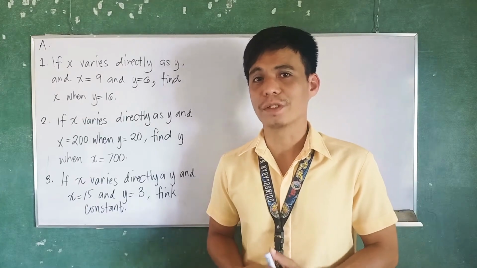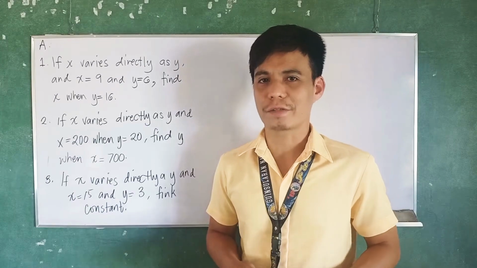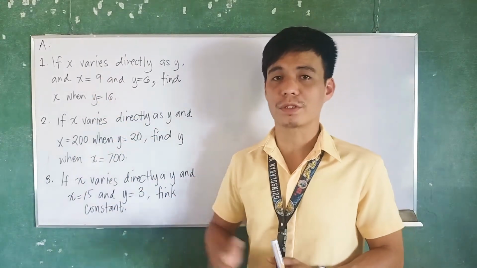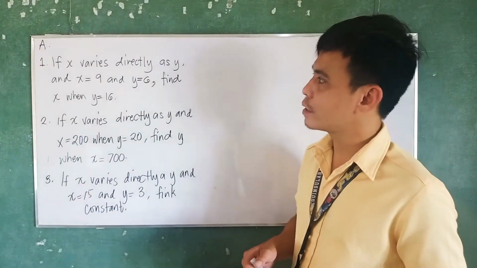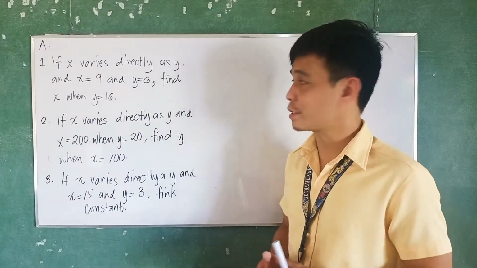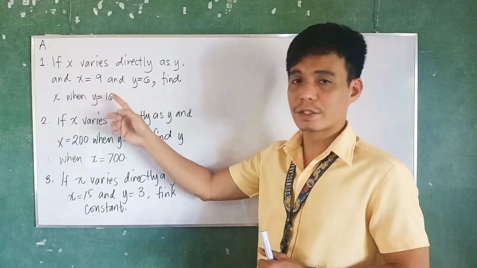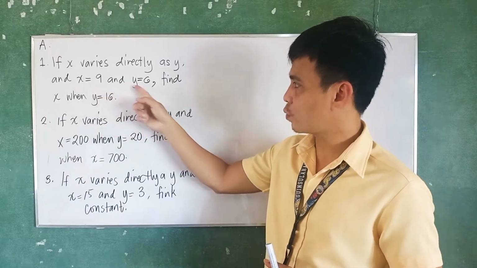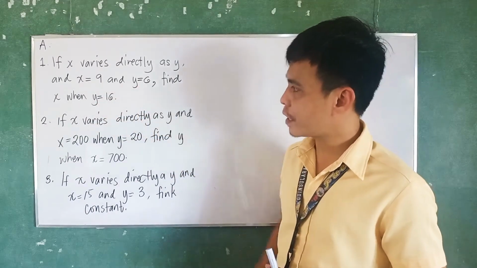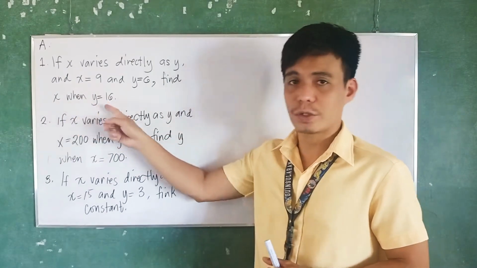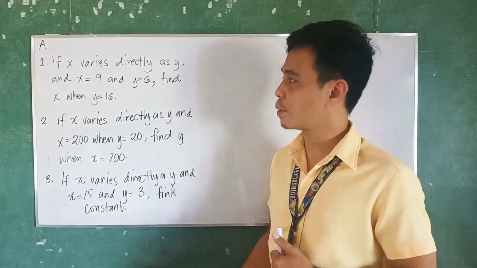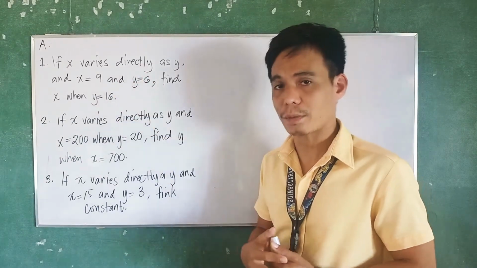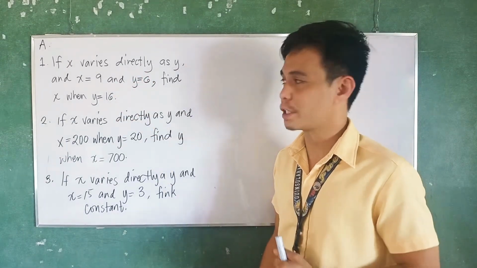Now, let's solve some problems with regards to direct variation. So, meron tayong tatlong problems dito na isosolve. Okay, let's do example number 1. If x varies directly as y, and x equals 9 when y equals 6, find x when y is 16. So sa pag-solve dito guys, dapat marunong ka mag-translate ng sentences into mathematical symbol. So let's go over the details.